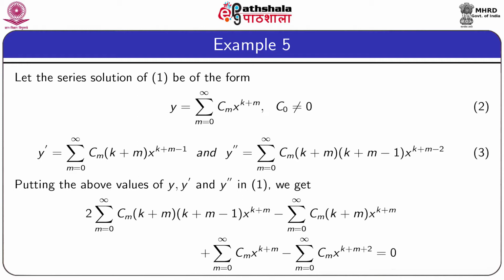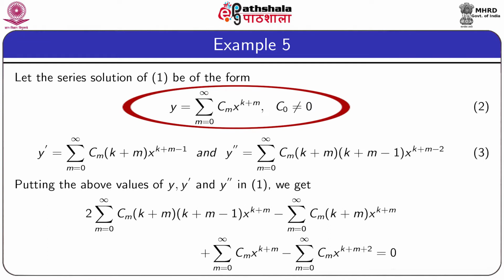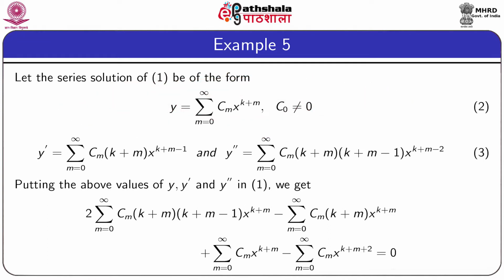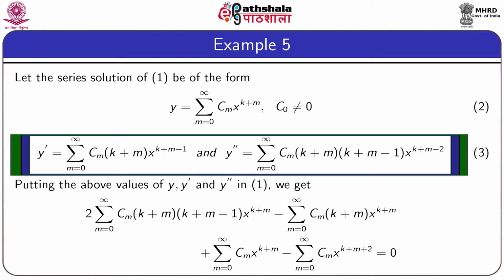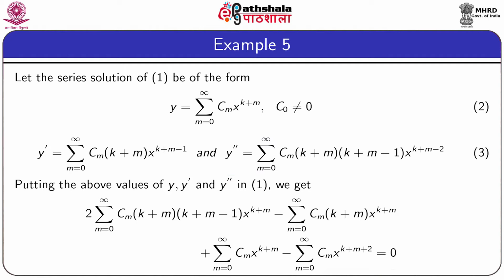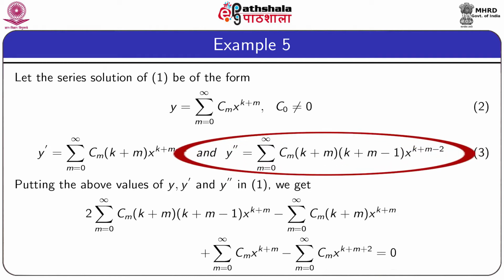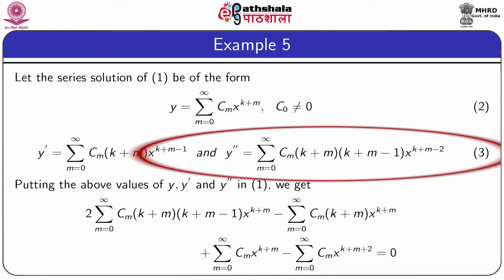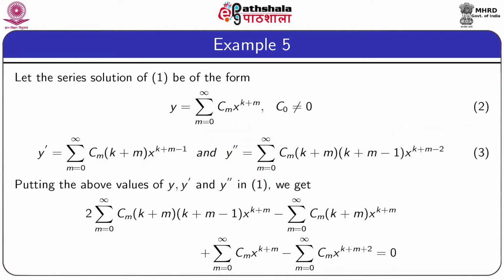Let the series solution be of the form y = Σ (m=0 to ∞) c_m x^(k+m), where c₀ ≠ 0. We differentiate twice and we will get y' = Σ (m=0 to ∞) c_m (k+m) x^(k+m−1), and y'' = Σ (m=0 to ∞) c_m (k+m)(k+m−1) x^(k+m−2).